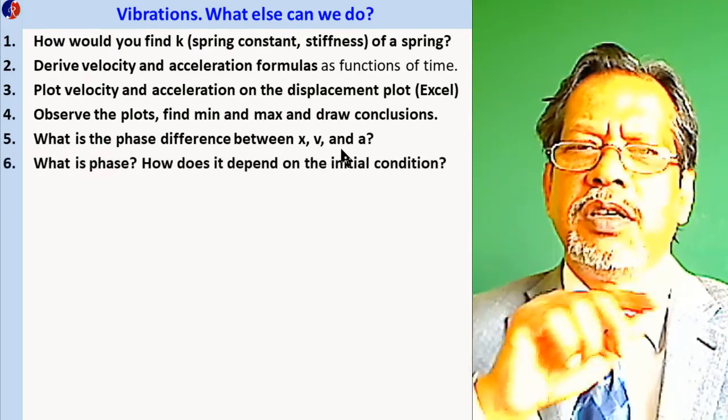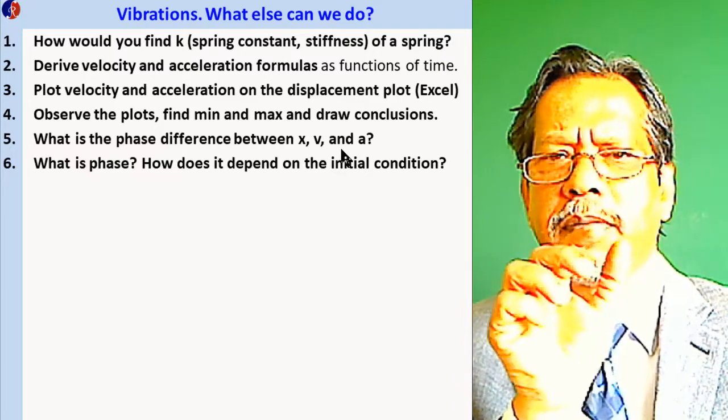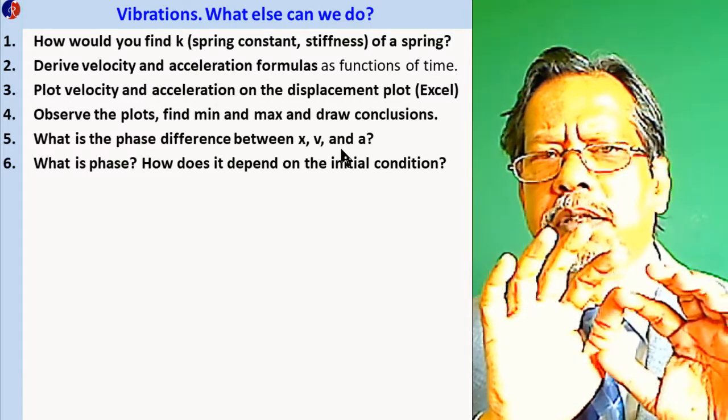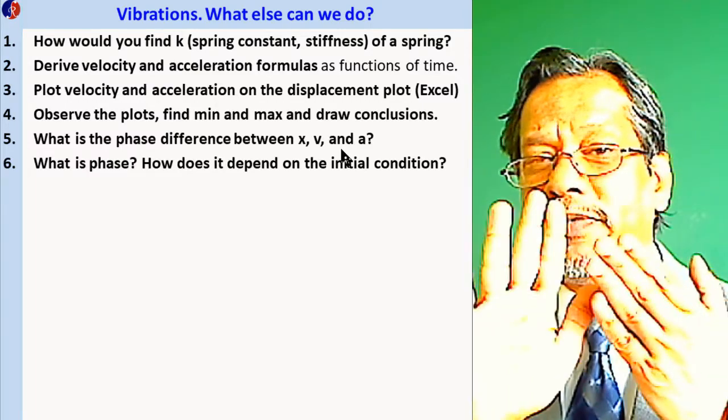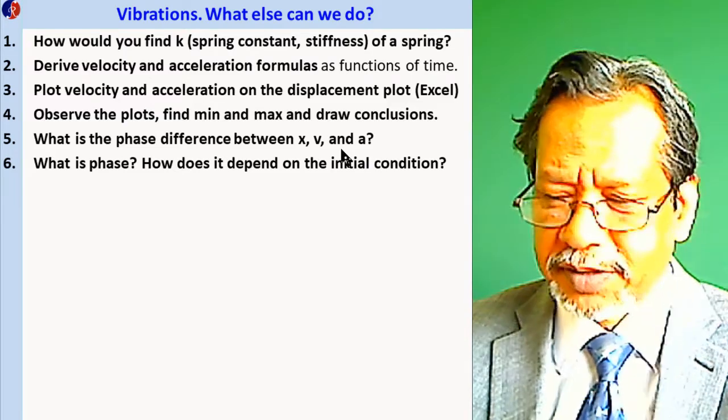What is phase? You take one sine curve, another sine or cosine curve. Suppose their frequency is the same, but they're shifted slightly. That part is the phase. That phi is the phase. Okay.